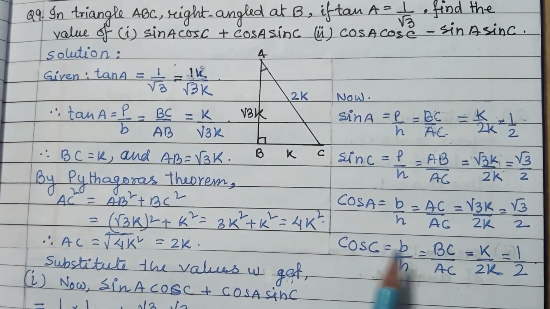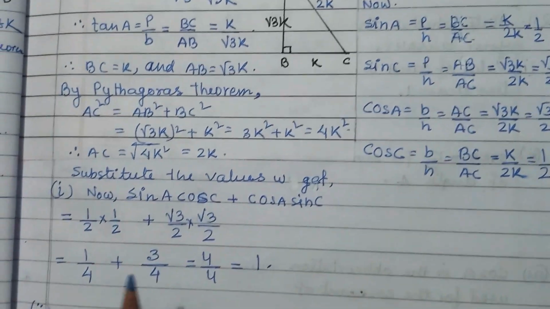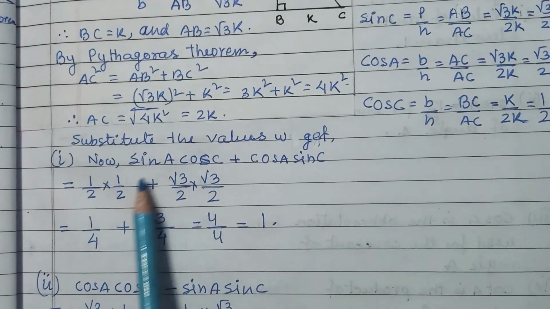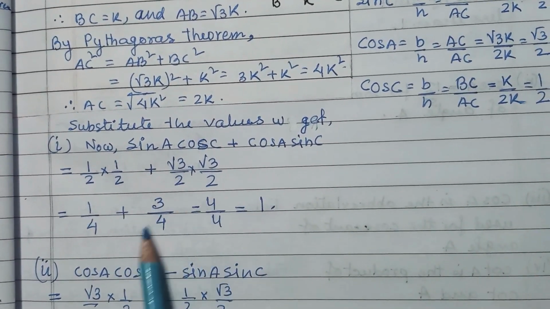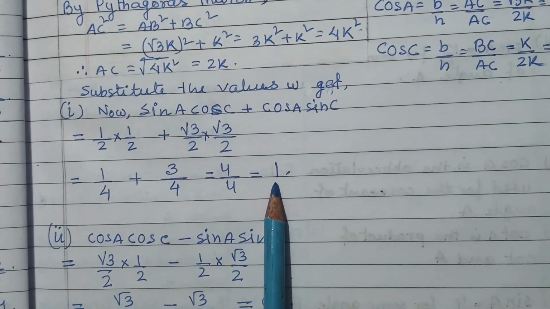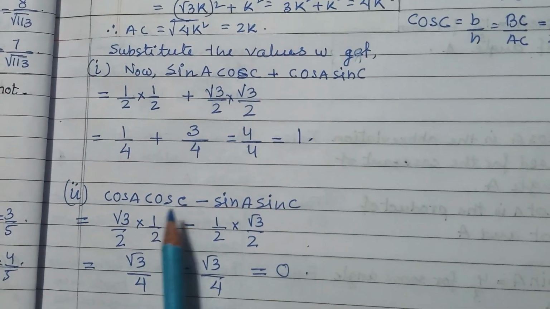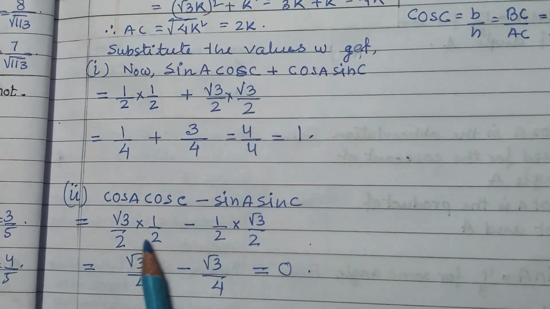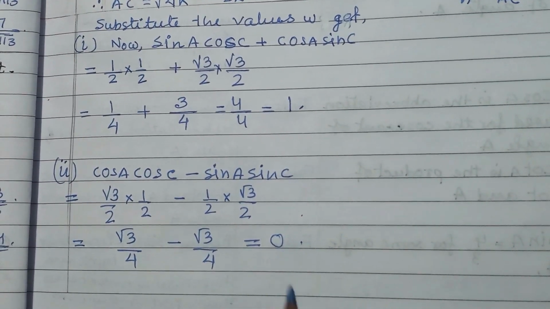This value we have, now substitute in the given terms. Sin A cos C plus cos A sin C, substitute these values, it is coming 1. And the second, cos A cos C minus sin A sin C, again substitute these values, it is coming 0. Now the next question is question number 10.